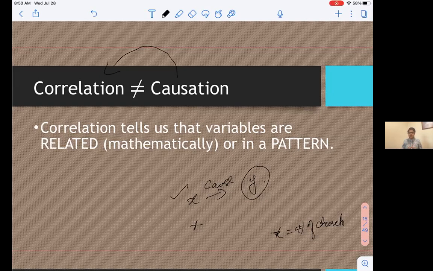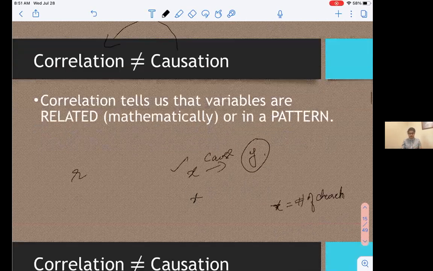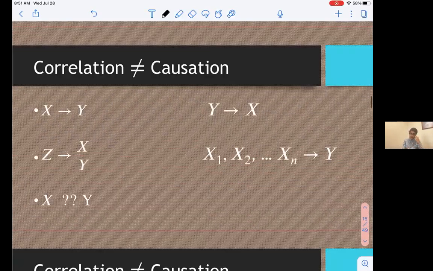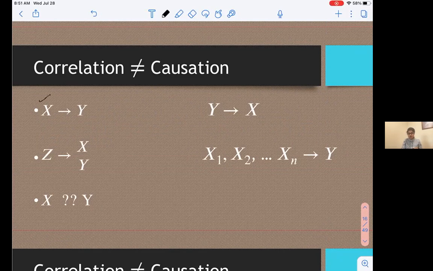Correlation is just a value that tells you mathematically how X and Y are related to each other, which we describe with the letter R. But causation is when X is the cause of a change in the variable Y. This is called causation. X could be the cause of Y, or it could be that Y is the cause of X. So it could be vice versa.